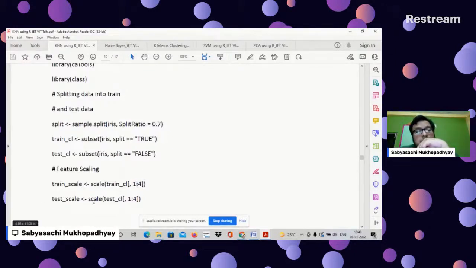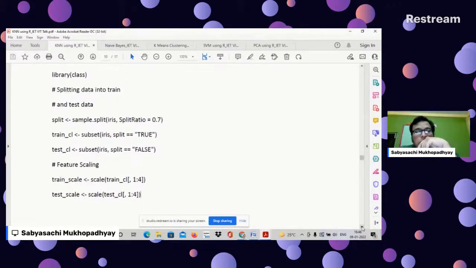In a similar way, whenever we are picking up the test data set, the scale function will be there. Test underscore class, where you are basically accessing the indexing values. Left side of the comma, we will not write anything, because we are considering all the 150 rows altogether. We are picking up the first four columns, so 1:4. That's the reason we have written 1:4. We are not considering the species column. So it is stored under test underscore scale.